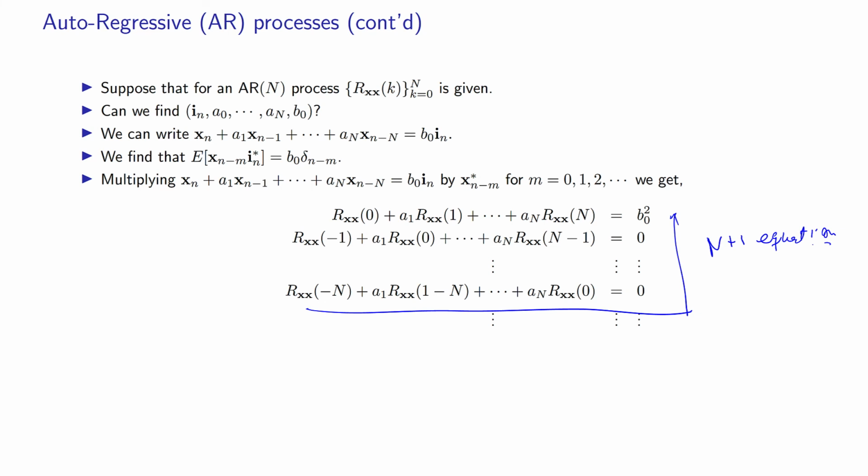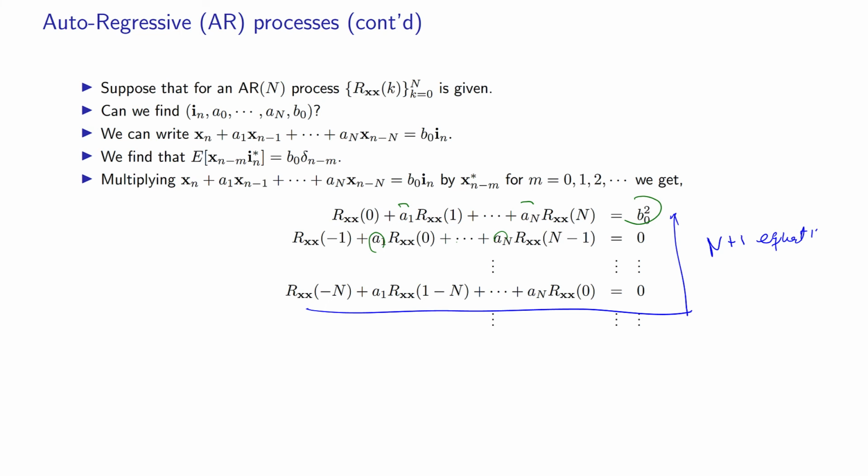These equations are linear in terms of the parameters, so obviously these terms can be calculated using data that I have. They could be learned using data. And therefore, I have these n plus 1 equations. However, these parameters b0, a1, ..., an are unknown. So we'll have to solve for them.